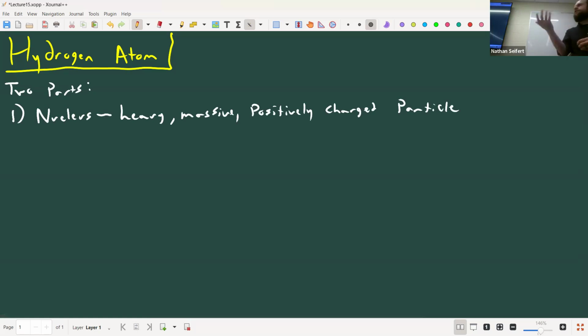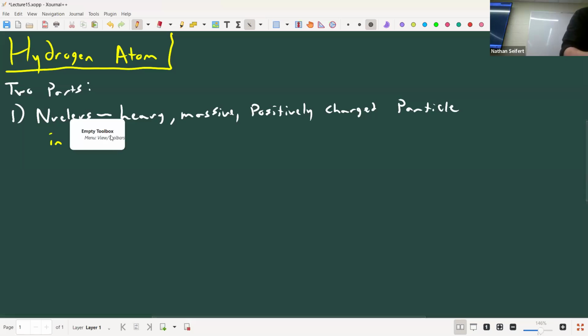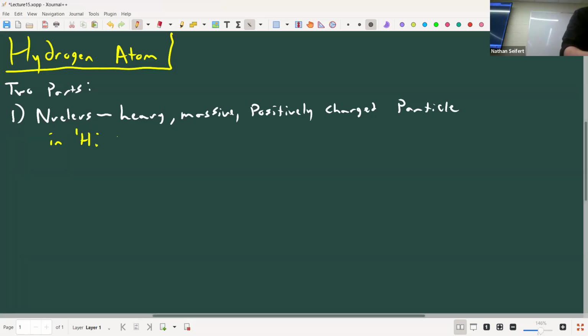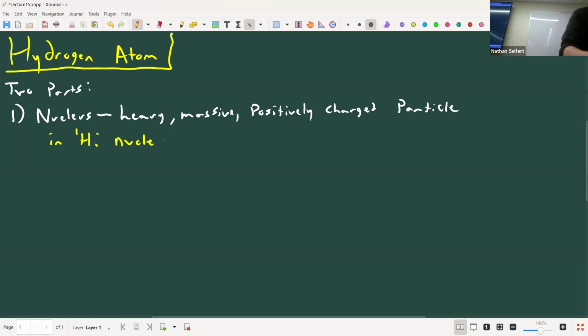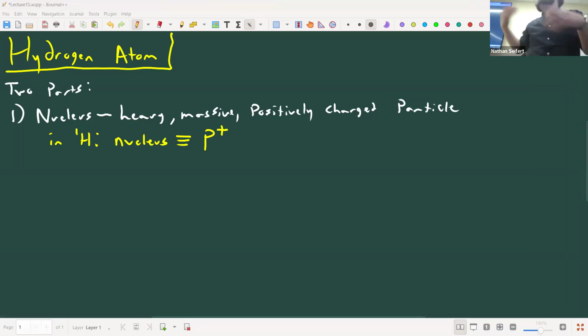Okay. And of course, in hydrogen, the nucleus is very simple. In regular hydrogen, hydrogen-1, the nucleus is just a proton. There's a proton in the center. Let's write down the mass of that proton. This is a number that maybe you've never thought about. It might be worth thinking about the different masses of these objects.